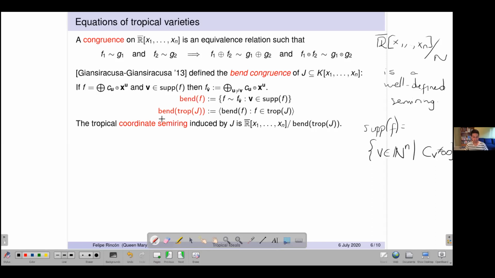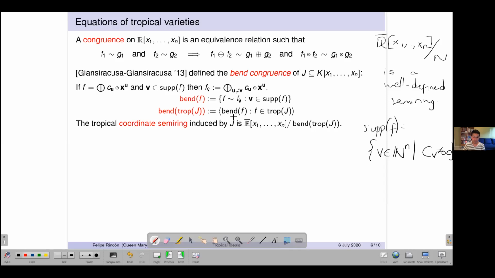So each polynomial has a collection of bend relations associated to it. And then the bend congruence is the equivalence relation, closed under addition and multiplication, that is generated by the bend relations of all the tropical polynomials in the tropicalization of J. So, yeah. This is some congruence.